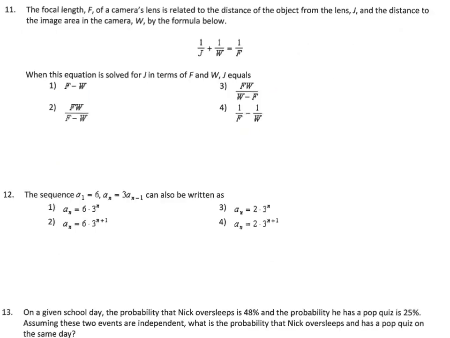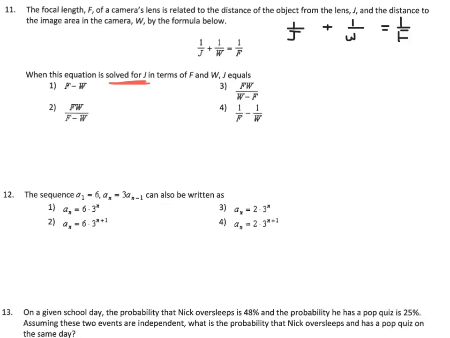Okay, number 11, it gives us this situation and it gives us this equation. But basically what they want us to do is solve for j. And when they say in terms of f and w, what that means is there'll be an f and a w in your answer. Okay, so they want to know j equals what? So we're going to solve for j.